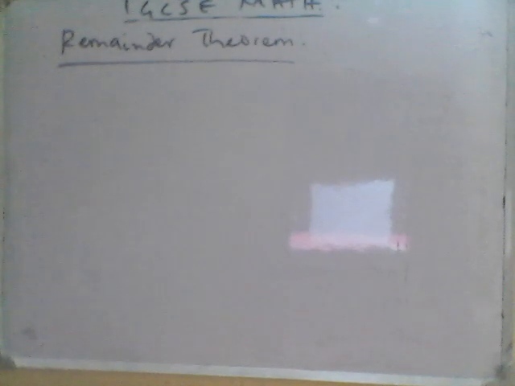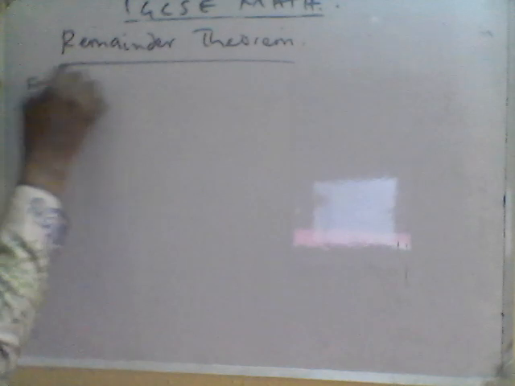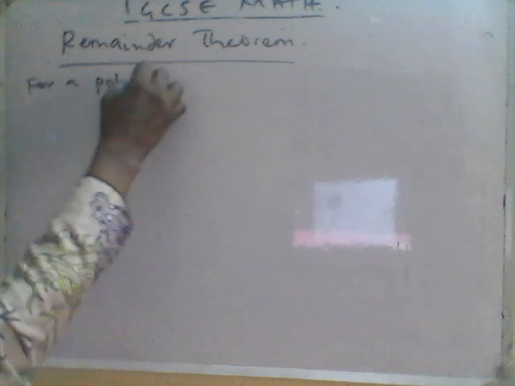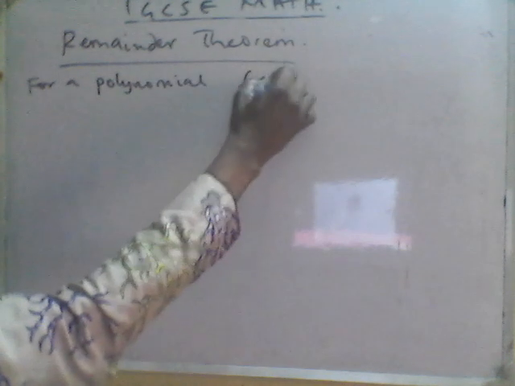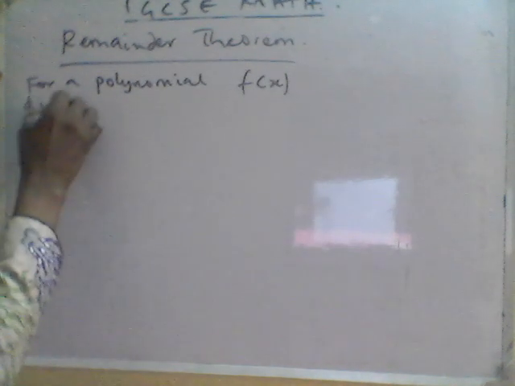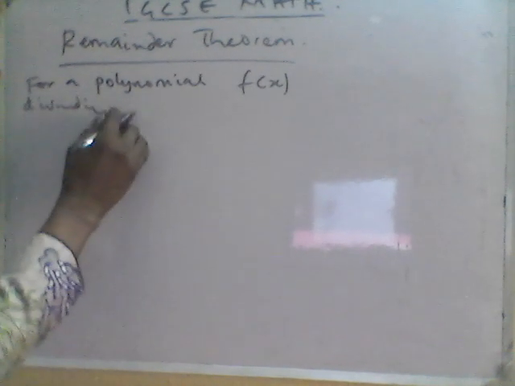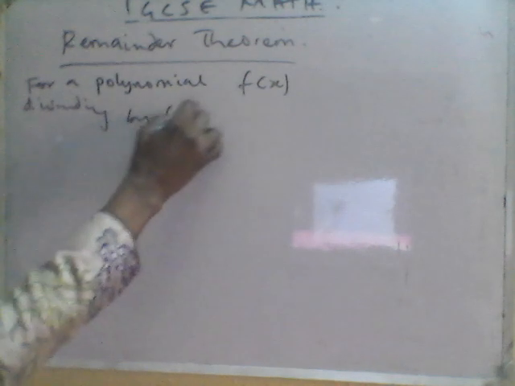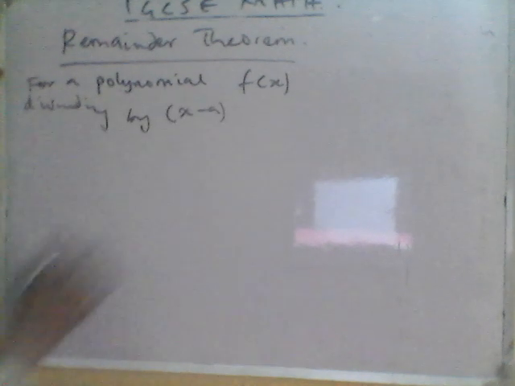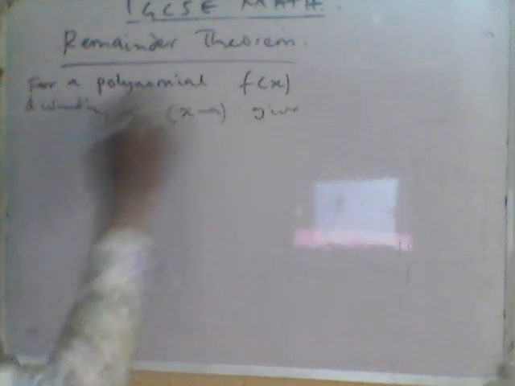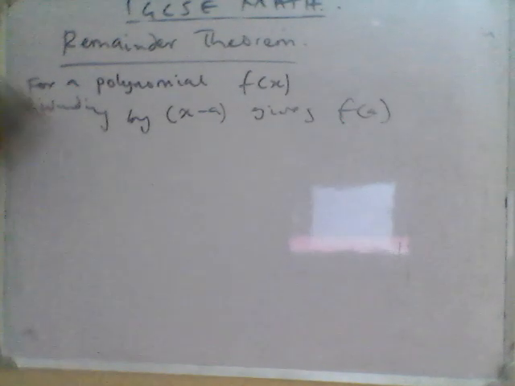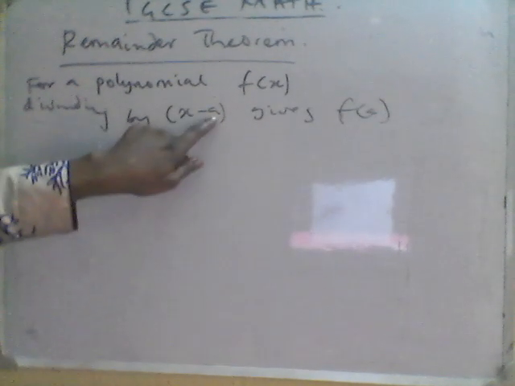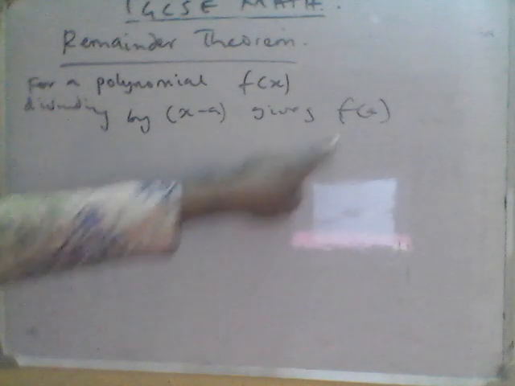Okay, so we have the remainder theorem. For a polynomial f of x, dividing by x minus a gives a remainder. If we divide this by this, it gives a remainder f of a, this particular constant here, f of a.